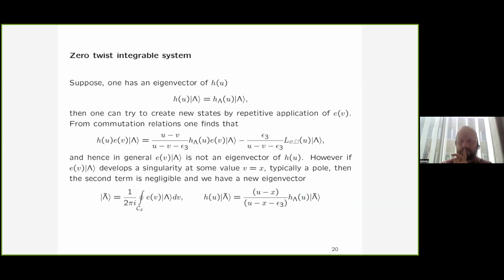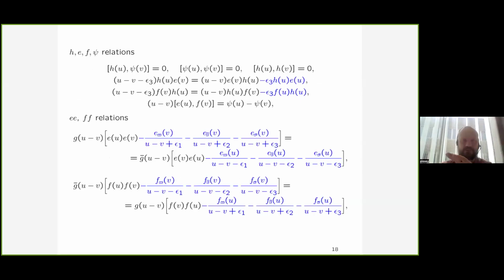Okay, now I do a very standard thing. My goal is the following. Once we have the RTT algebra, Yang-Baxter algebra, Yangian, whatever, there is a Bethe ansatz. There is an infinite set of commuting integrals of motion, and there should be some way to describe its eigenstates, eigenfunctions and eigenvectors. That's basically my goal.